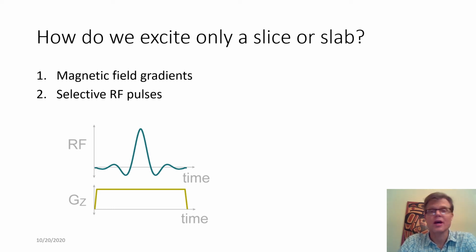And the answer is we're going to have two parts to that. One, we're going to use our magnetic field gradients, in this drawing GZ. So this is changing frequency or the magnetic field as a function of position. And the second part is we're going to use so-called selective RF pulses.